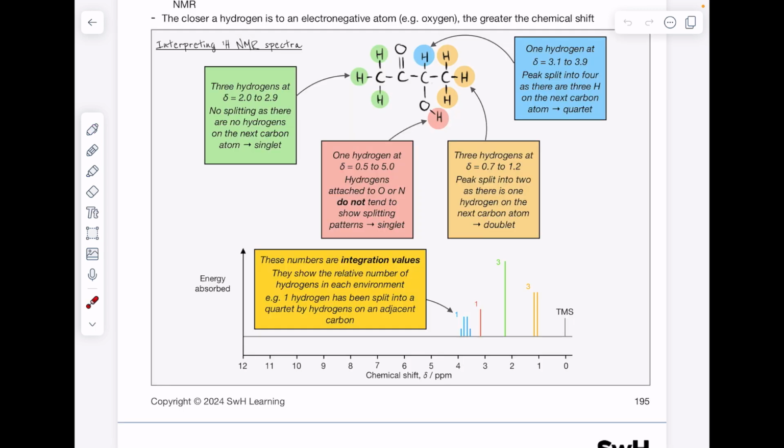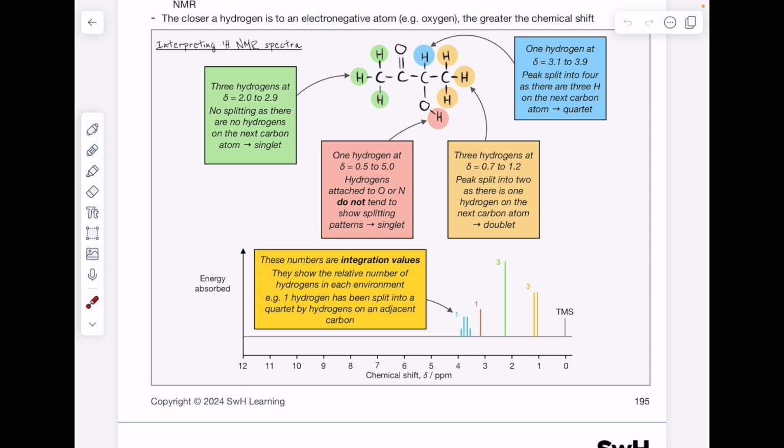So here's a proton NMR spectrum similar to the carbon-13. You've got your energy absorbed on the y-axis, you've got your chemical shift in parts per million on your x-axis. TMS shows your reference molecule with its zero chemical shift. Now what happens with proton NMR is you'll get what's known as splitting patterns. And these are caused by an effect called spin-spin coupling, and they give you information about the neighbouring hydrogen atoms. So these splitting patterns will tell you how many hydrogens there are on neighbouring atoms, and we use the n+1 rule in order to determine this.